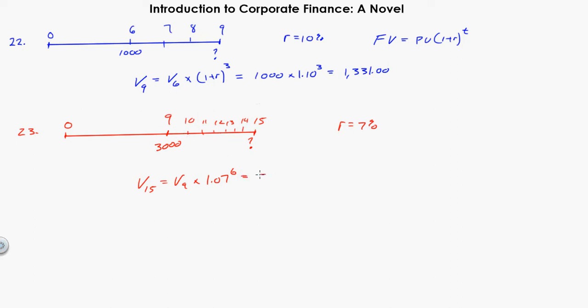So this $3,000 earns 7% and sits in my account for 6 years. 9 plus 6 is 15. Therefore it is worth at year 15 $4,502.19. Alright, so that's the trick, or not the trick, that's the difference in these problems. And we'll continue with number 24.